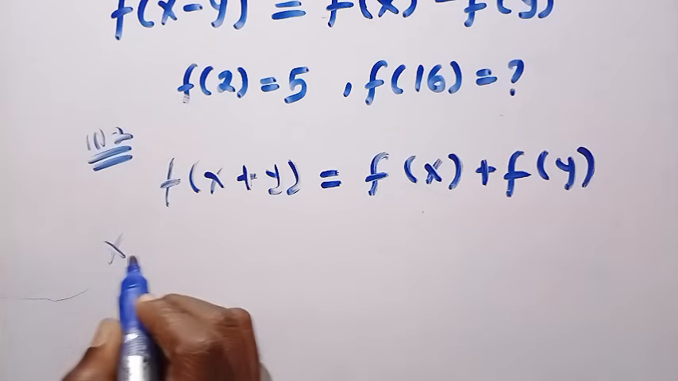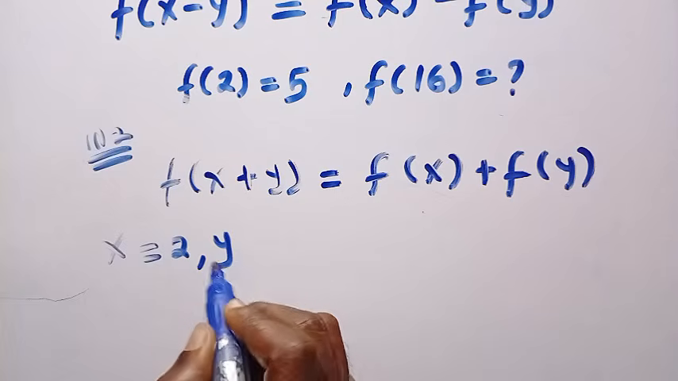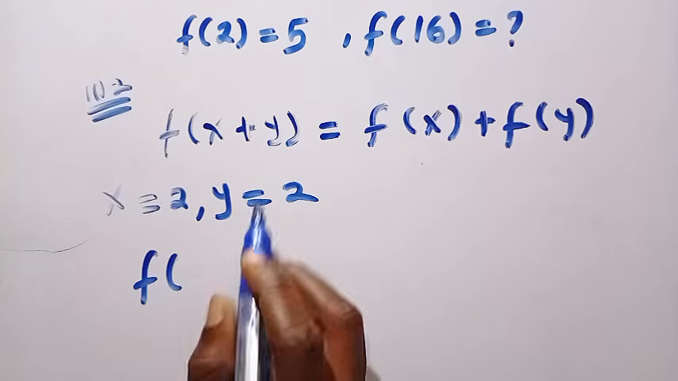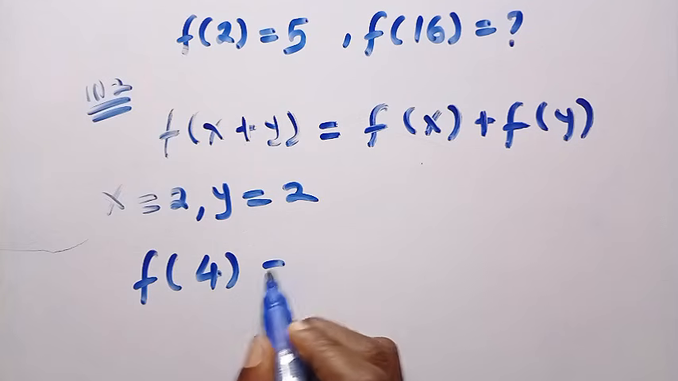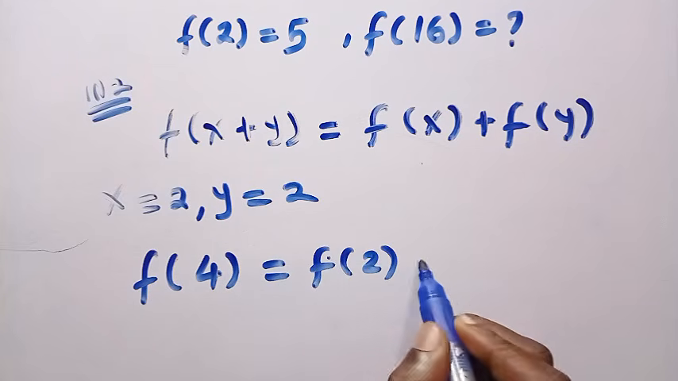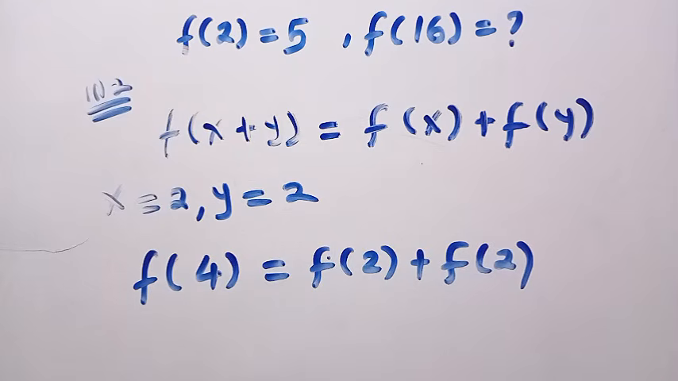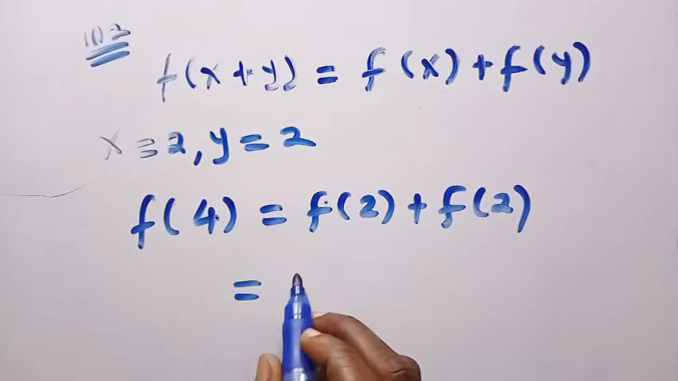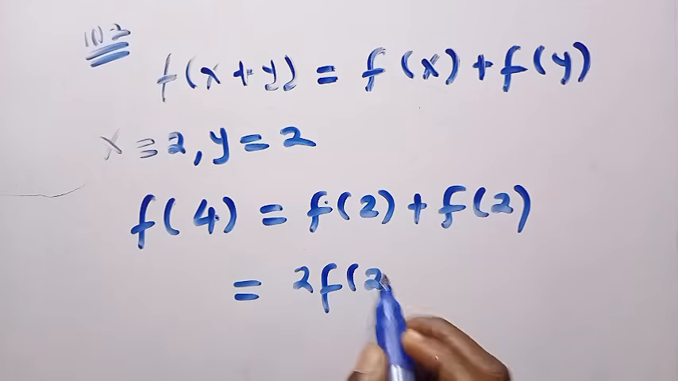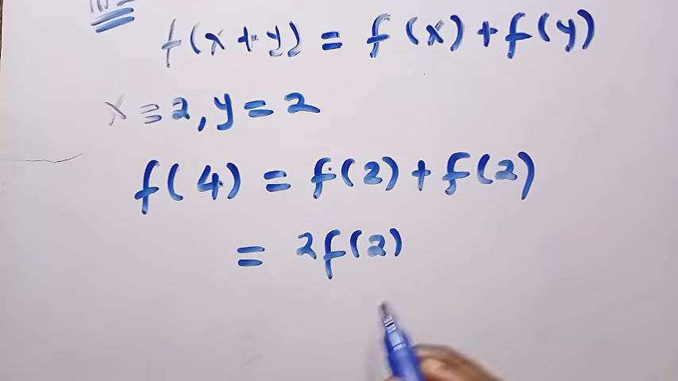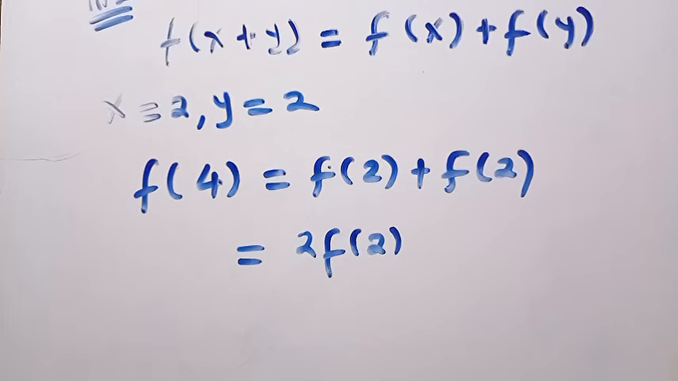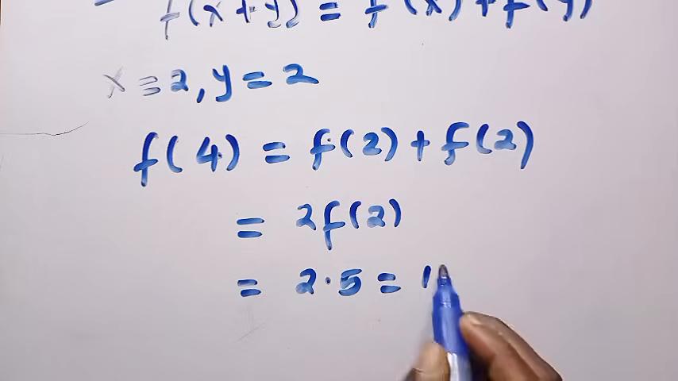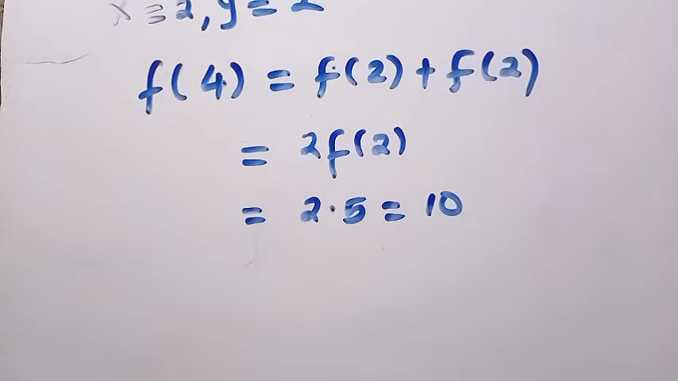So the first thing I'm going to do is, let's say I set x to be 2 and y also equals 2. Therefore we have f of 2 plus 2, that is 4, equals f of 2 plus f of 2. So then here gives us f of 2 plus f of 2, that is 2 f of 2. So we also derive this formula from the integral multiples. But f of 2 is given as 5. So therefore we have 2 times 5, that is 10. Therefore f of 4 equals 10.